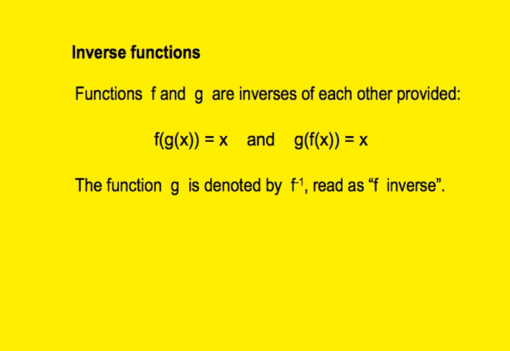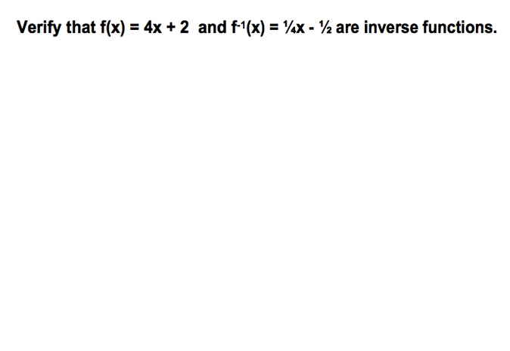We are going to prove that two functions are inverses of each other. And the way that we prove that is we do the composition two different ways. You have to do both ways to do the proof. Notice that when you do f of g of x, it has to equal x. When you do g of f of x, that also has to equal x. And notice when you write f to the negative 1, that is read as the inverse of f, or f inverse. If I want to verify that these two functions are inverses of each other, this is f, this is the inverse of f.